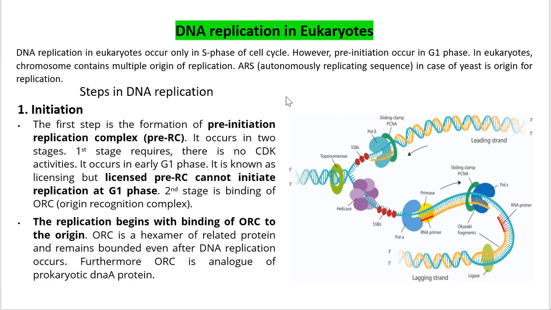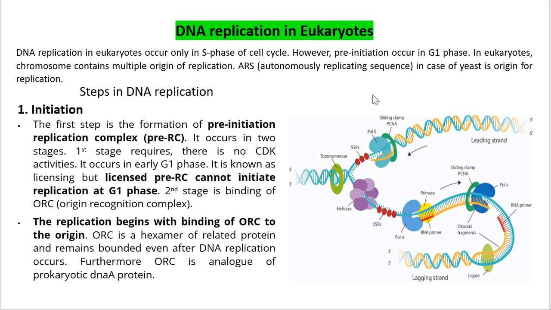DNA replication in eukaryotes occurs only in S phase of the cell cycle, also called the synthesis phase, which is one of the subphases of interphase. However, pre-initiation occurs in G1 phase. In eukaryotes, a chromosome contains multiple origins of replication.